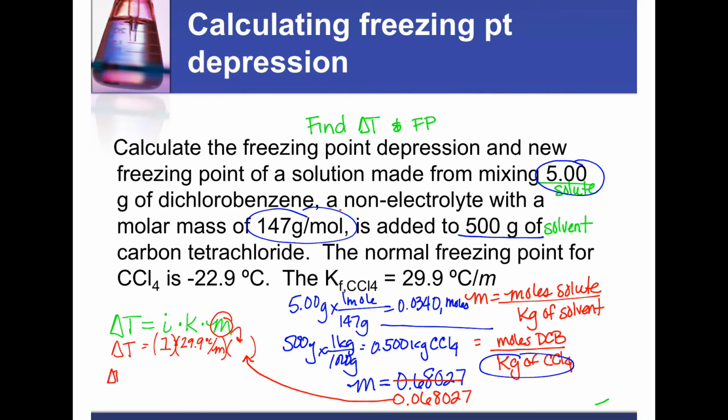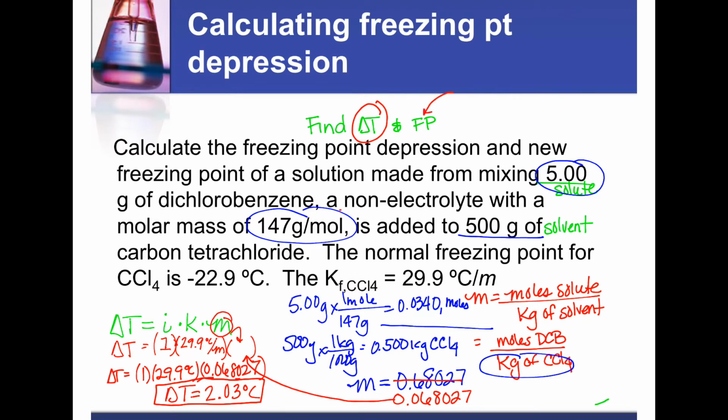All right, so now we're going to put that in there. And I got that delta T is equal to 1 times 29.9 times 0.68027 with 3 sig figs. And when I calculated that, the deviation from normal was 2.03 degrees Celsius. All right, so the change in freezing point is 2.03 degrees Celsius.